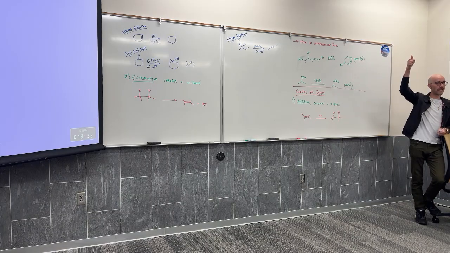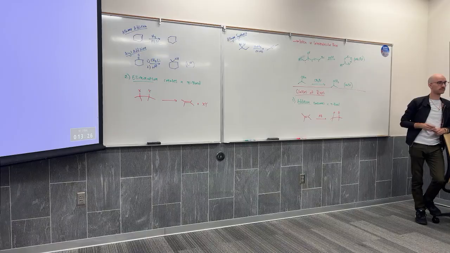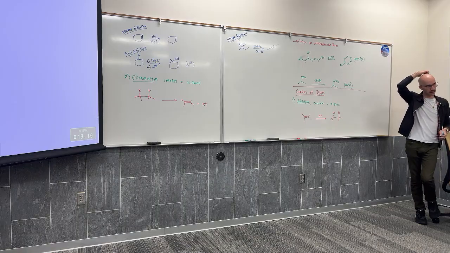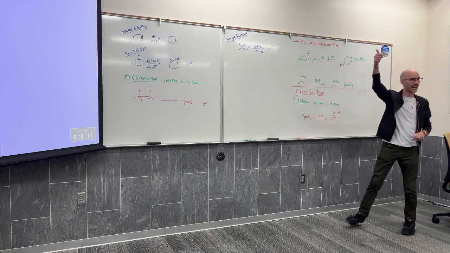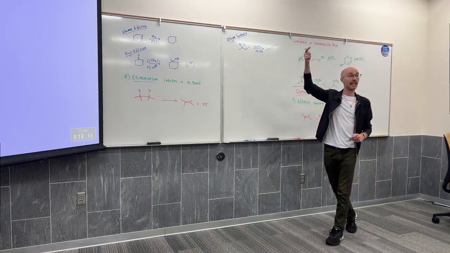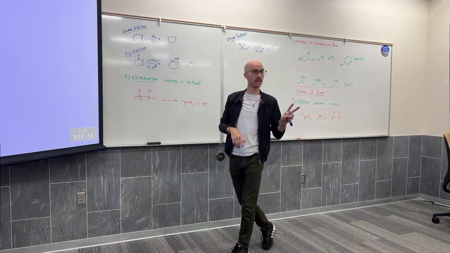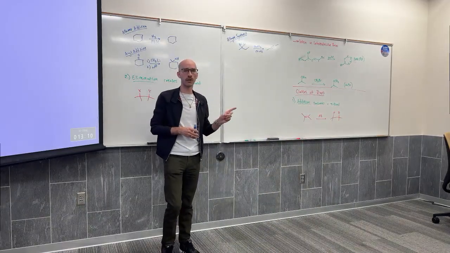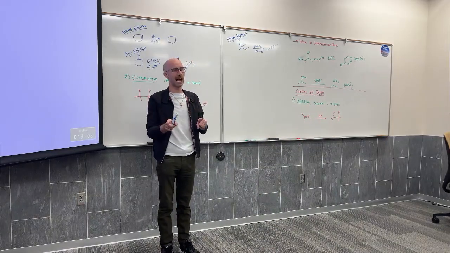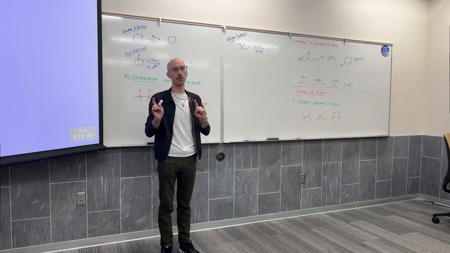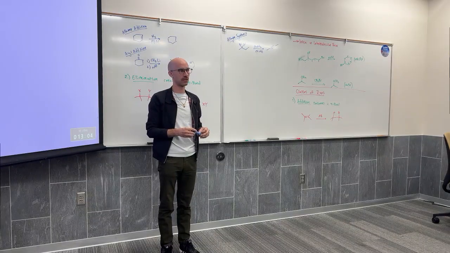Were pi bonds created? How many? 2. How many eliminations occurred? 2. What are the byproducts here? What has been eliminated? Br has been removed and H's have been removed. So 2 Brs and 2 H's. We could refer to this as a dehydrohalogenation. I've removed hydrogen and halogen.